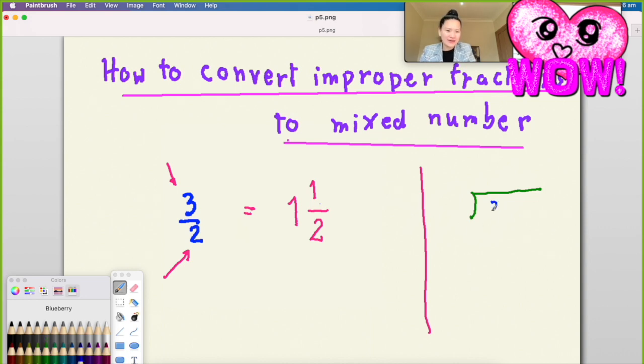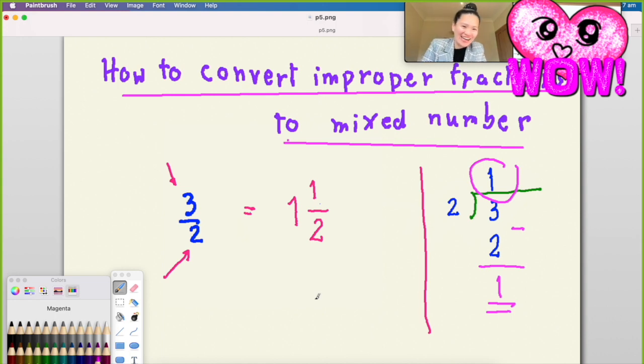If you have 3, you divide it by 2. 3 divided by 2 is 1. And then 1 times 2, you have 2 here. You minus them. So that means you have remainder 1. Yeah. So what does it mean? You have 1, you write down 1 here. And have remainder 1. Write down the remainder on the top here and divide it by 2. Is that hard?